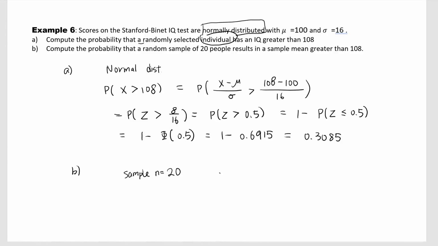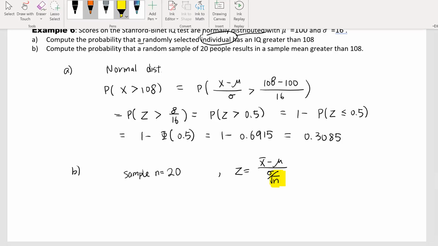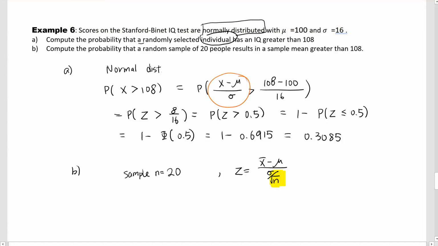So here, what is the standardized sample mean? X bar minus mu over sigma over square root of n. Keep in mind that you have the extra term square root of n. Compare this one and this one, the extra square root of n over there. Okay, now let's continue.